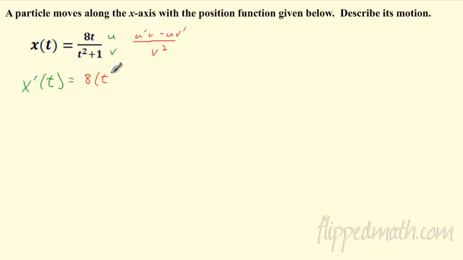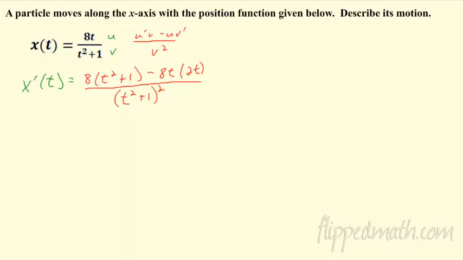times the v, which will be t squared plus 1. And then we're going to do a little minus the u, which is the first part, the 8t, times v prime. V prime is 2t, the derivative of the bottom there. All that's going to be over v squared, the bottom squared. A lot of times I don't like to write that out. I'm just going to plug it in just like this.